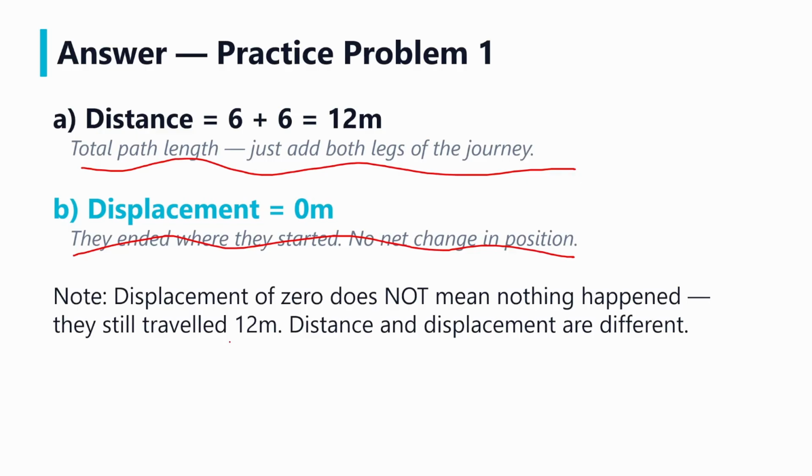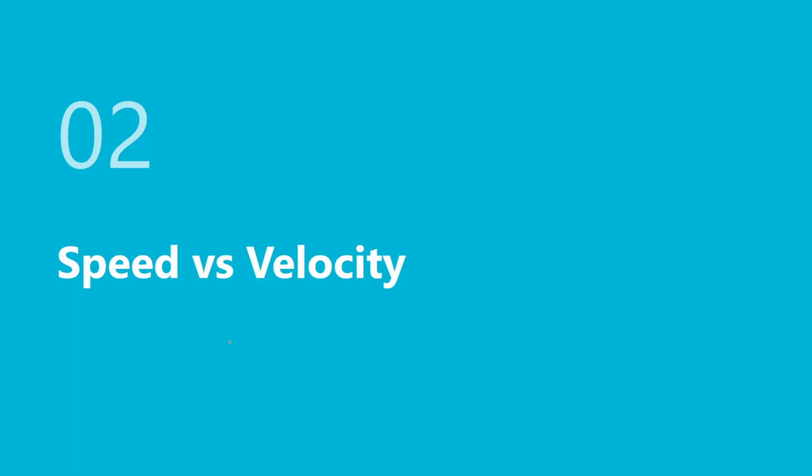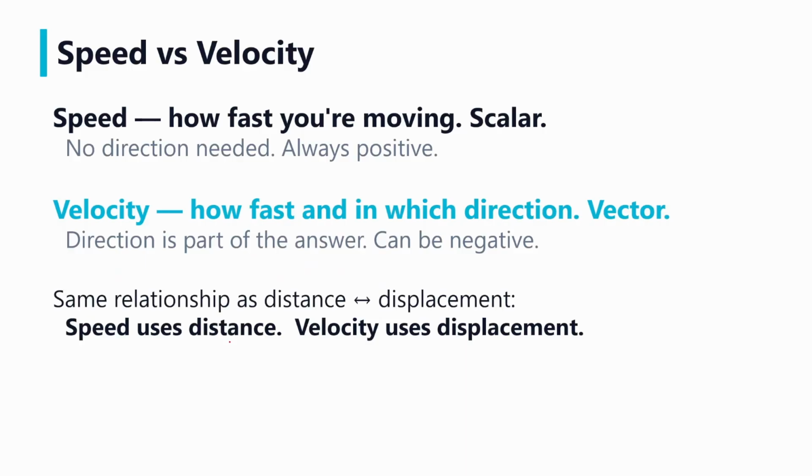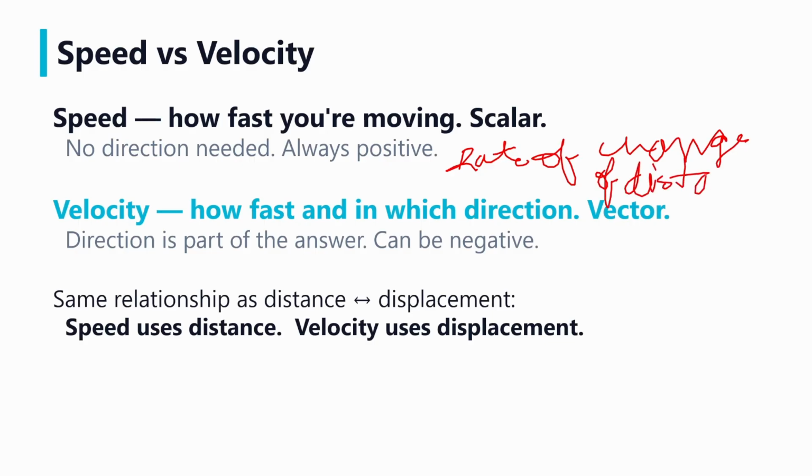Alright, this is very simple. Now let's use the same logic to define speed and velocity. So speed is how fast you're moving. So it's basically the rate of change of distance. So how much distance are you covering per unit time, right? The scalar, no direction. Velocity, it's how fast and which direction.